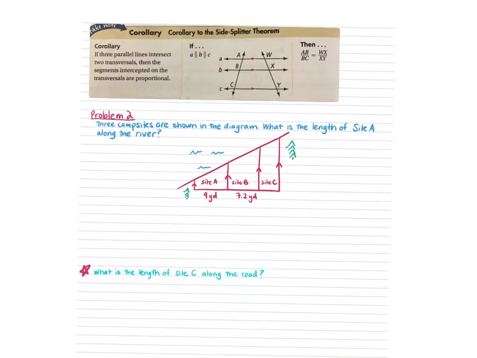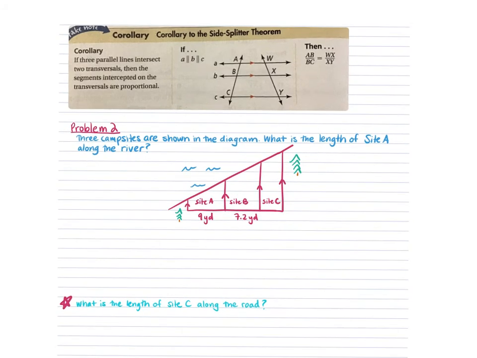Moving on, we have a corollary to the side splitter theorem. If you have three parallel lines that cut two other lines, then the little segments they form are also going to be in proportion. So in this case, this over this equals this over this, just like we did with the triangle, just an added corollary. It doesn't have to be a triangle.